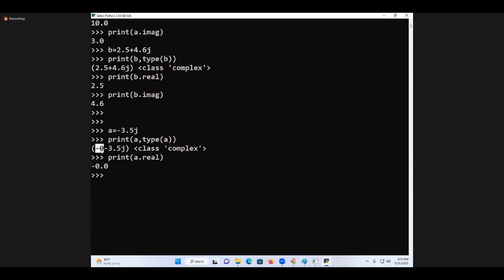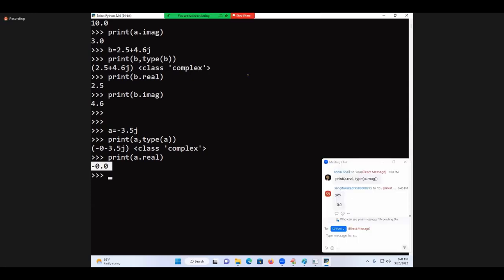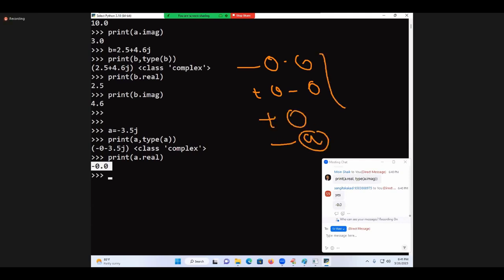Don't say -0. Internally, I told you just now, it is a float. Please apply your intelligence. Don't apply whatever you like. -0.0, this is 0.0, -0.0, plus 0.0, plus 0, -0. All of them are called 0 only.